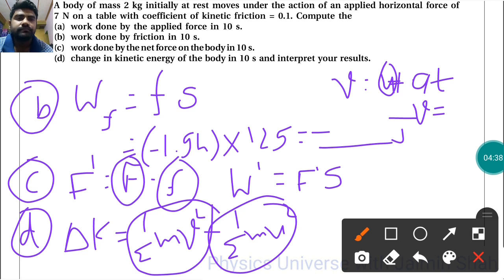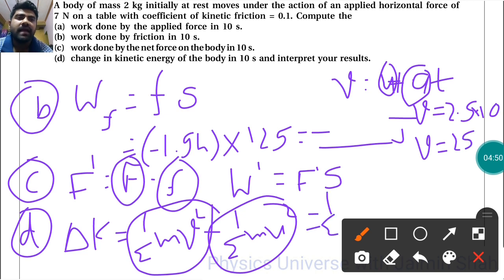Here you need to take the acceleration as 2.5 and t is 10, so v is equal to 25 simply. So K is equal to half m v square, the mass is 2, into 25 square is 625, so the 2 gets cancelled out. So the kinetic energy is 625 joule, that is the change in kinetic energy of the body in 10 seconds.